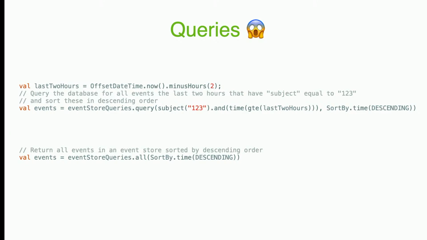It's the very same thing that you use here for creating filters, but instead, now you just use it for querying the event store. So in this example, we query the database for all events in the last 2 hours for this particular subject, and then we sort it by descending order. What we get back here, it doesn't say, but we will get a Java stream with events back.